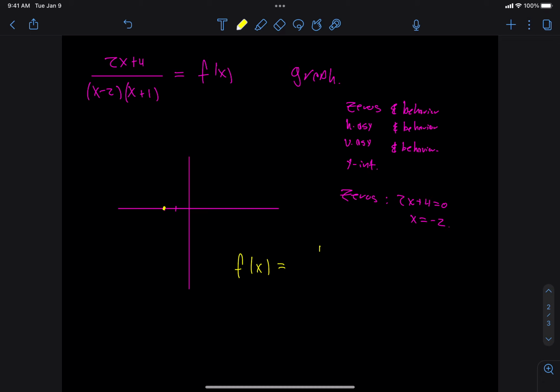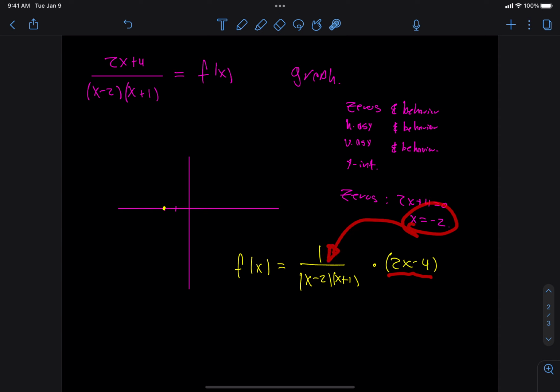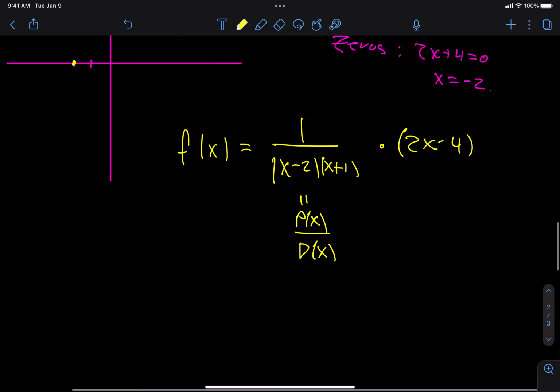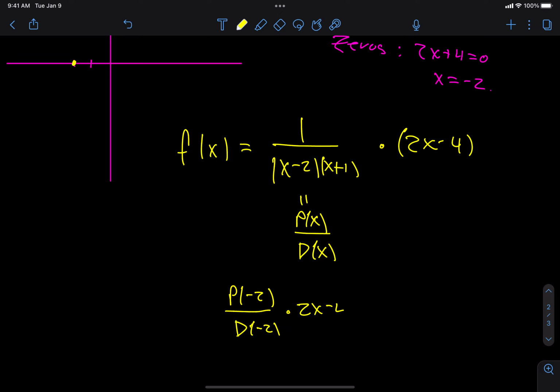So f of x, we rewrite it as 1 over (x minus 2)(x plus 1), multiplied with 2x plus 4, okay? So the behavior of the function near this 0 is what I get when I plug the 0 into the rest of the function and use that as our prefactor. So this is what we called p of x over d of x. What we get is the behavior near that 0 is going to be p of negative 2 over d of negative 2, multiplied with the function 2x plus 4, which is just a linear function, and that gives the behavior of the function at that point.